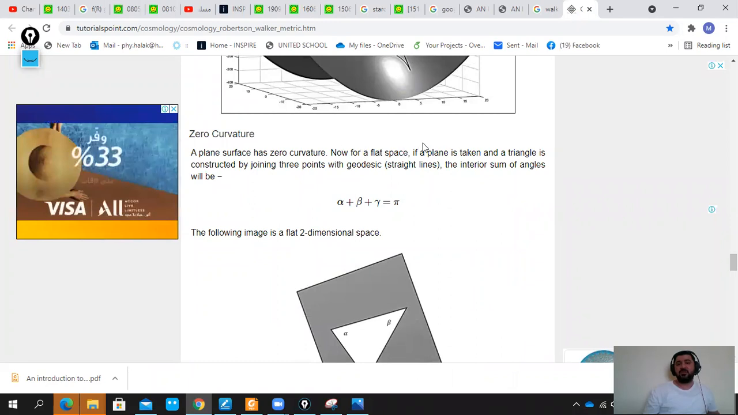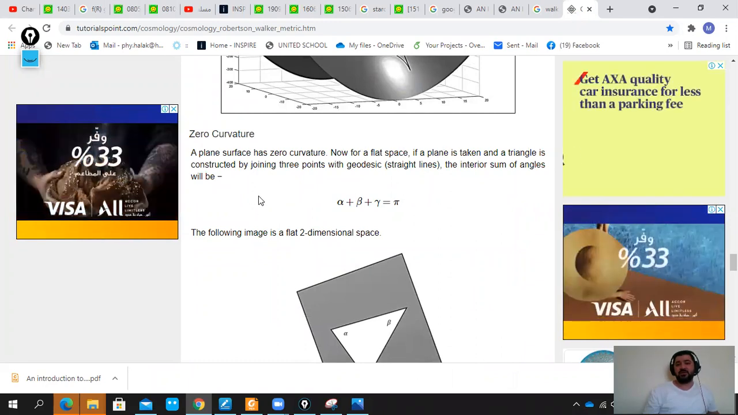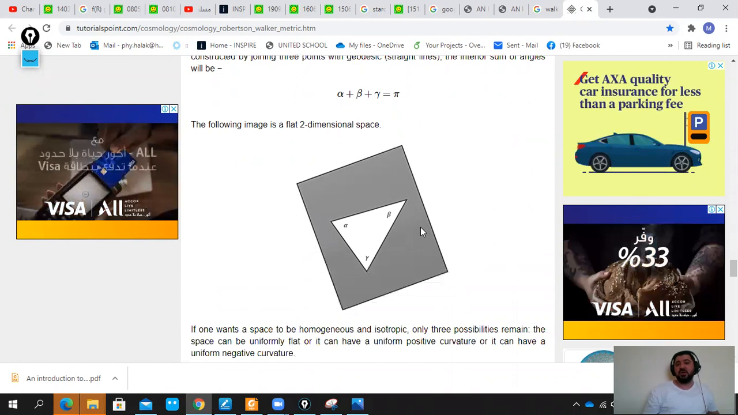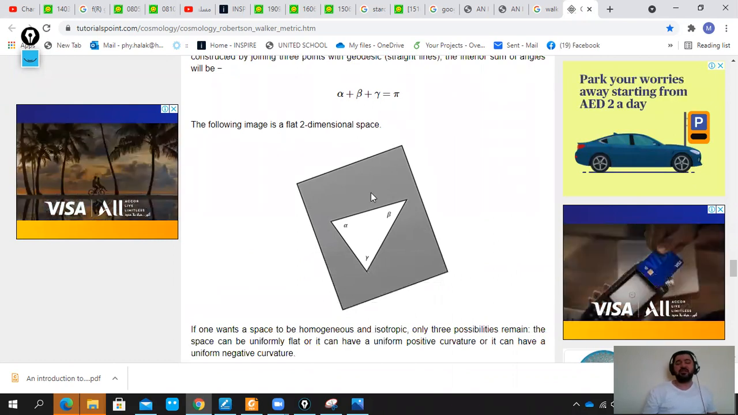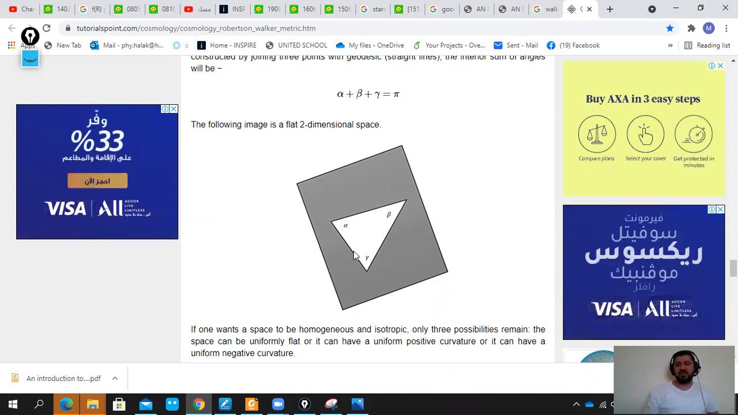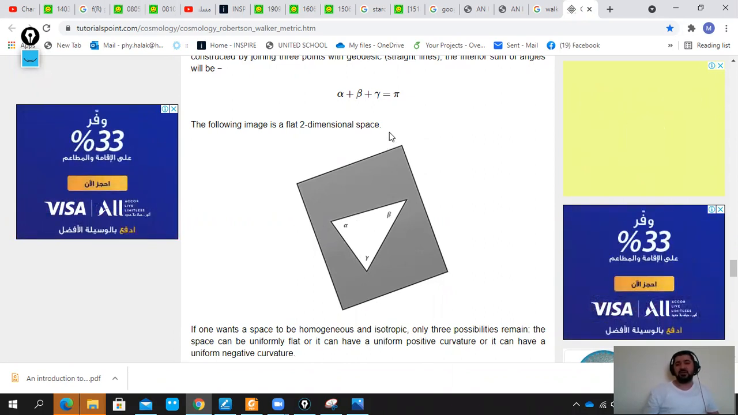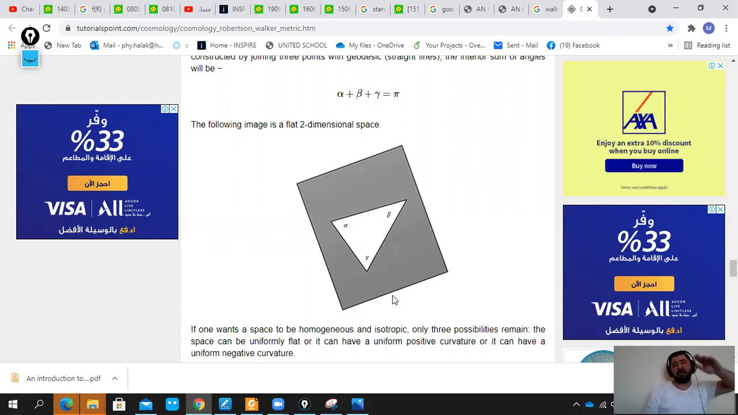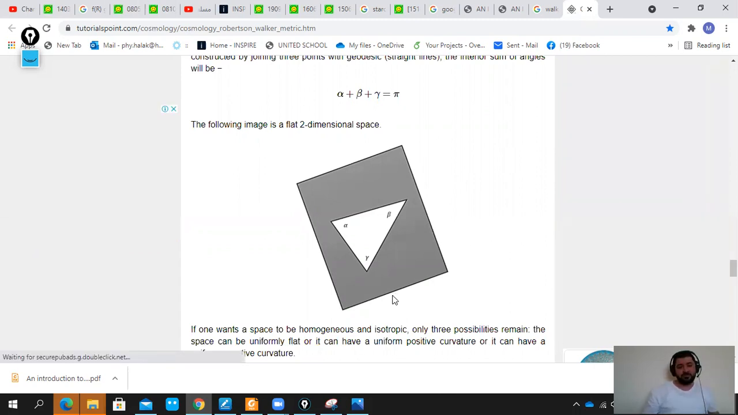In flat space, or zero curvature, if we draw a triangle, we find the usual result: the sum of the angles of the triangle is equal to pi, or 180 degrees. And if we draw any two parallel lines, they will remain parallel to each other and will never meet.